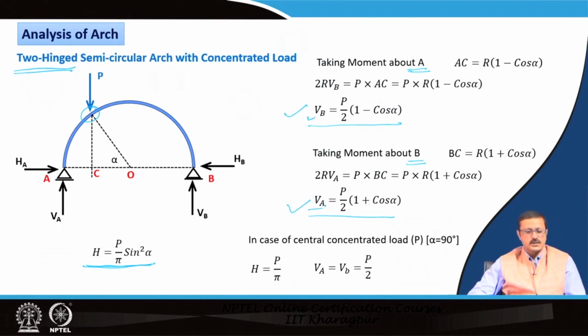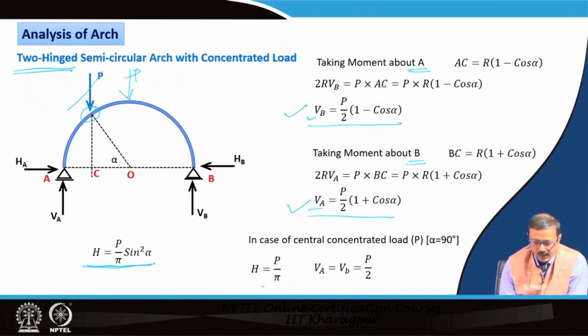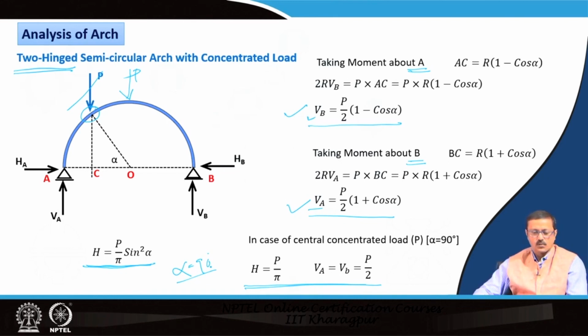For any eccentric load at a certain distance, I am measuring the angle from the center. In case it is a central load, suppose the load is here, then I can rewrite the equation just by putting alpha equal to 90 degrees. So, sin 90 is 1, so H is P by pi, and V A and V B are equal to P by 2, P by 2.